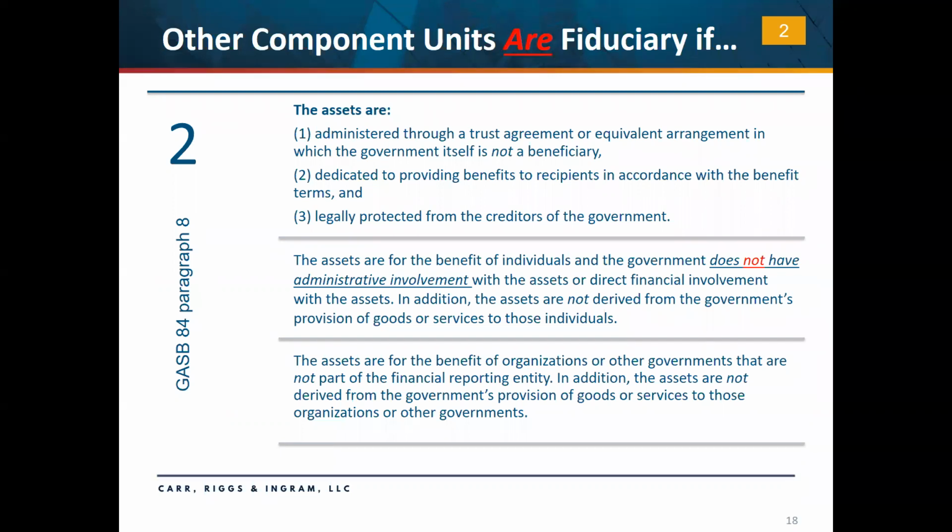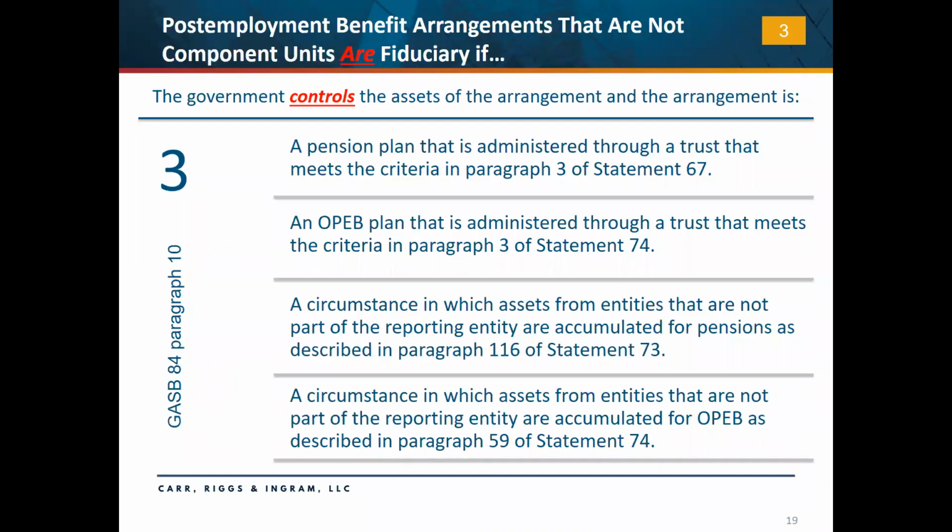Path 3 is extremely rare, because this is where it's not a component unit, but it's still a pension plan or an OPEB plan. So I don't know what that looks like in practice personally. I haven't seen that, especially with the change within the component unit discussions, really with 97, and we'll go through those briefly, but this is a rare situation. So I don't see that coming up a whole lot.